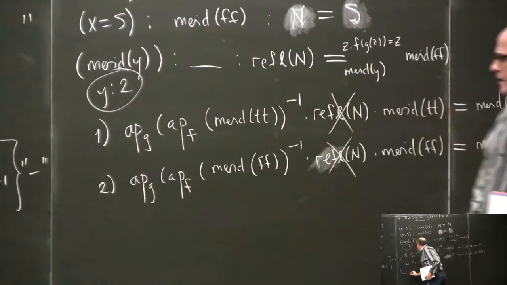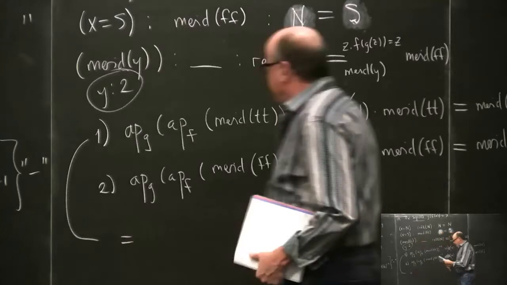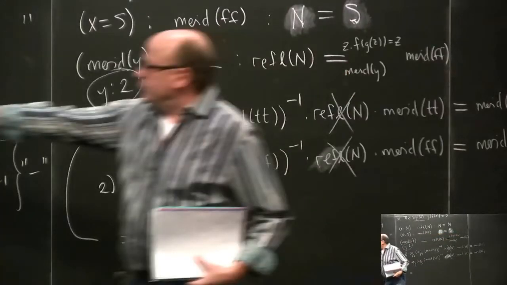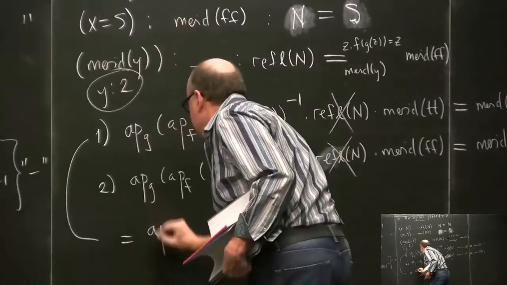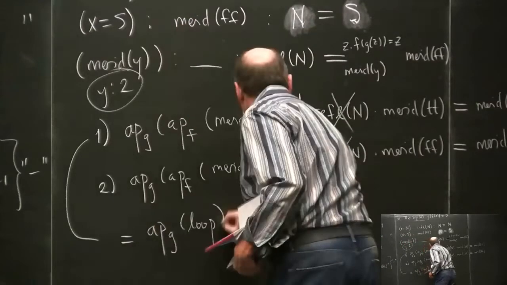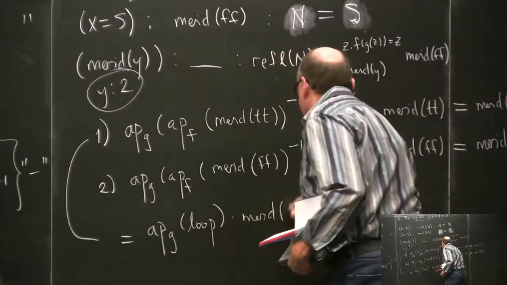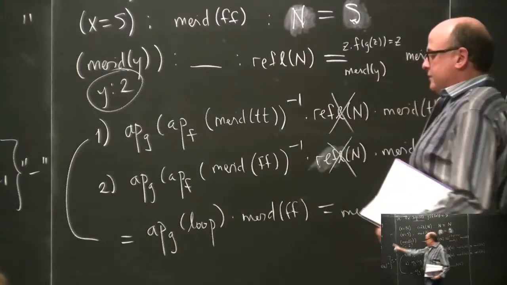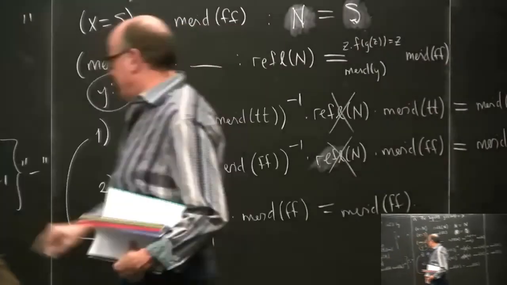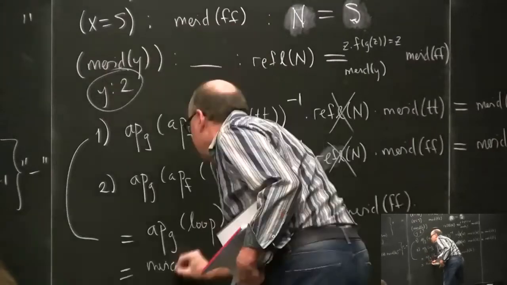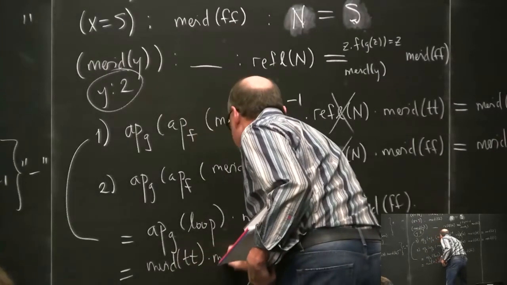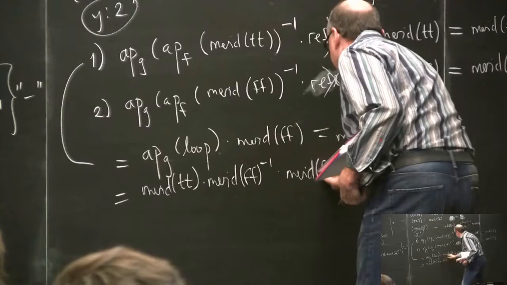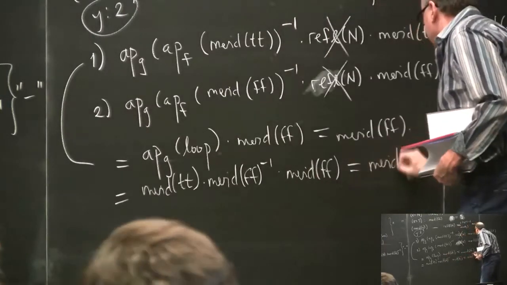So if we look further down here, what is that guy equal to? Well, we just have to figure out what app F of meridian of true does. That's the app I was telling you before. So that is a loop. So that says app G of loop dot the meridian of F is the meridian of F. All right, so that's what we did there. And then the app G part was specified here in that notation, so that ended up being meridian of true dot meridian of false inverse, lo and behold, and that's meridian of false. And of course, those last 2 things cancel, and we get meridian of true, and I hope that's what I was shooting for.